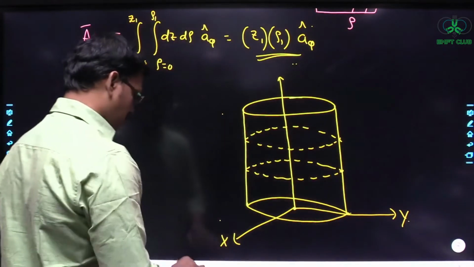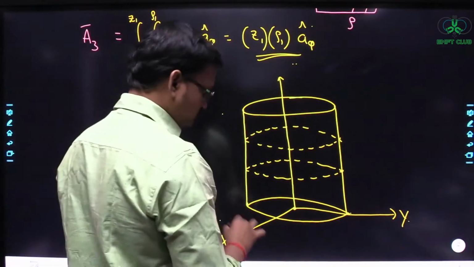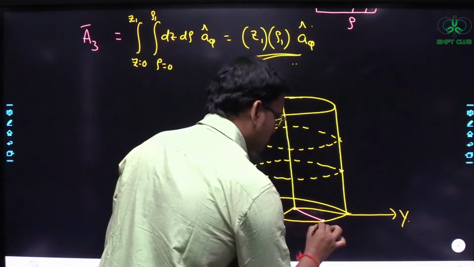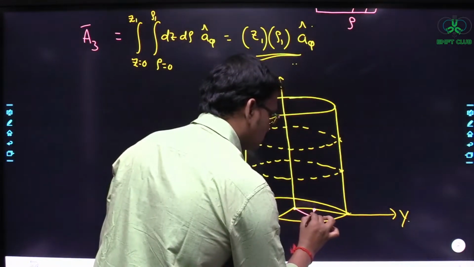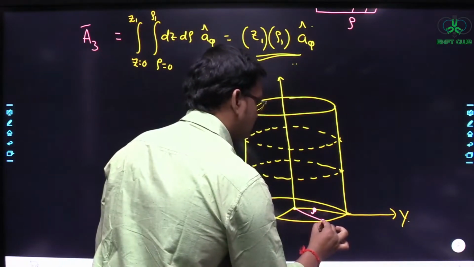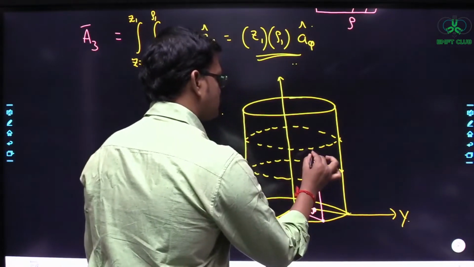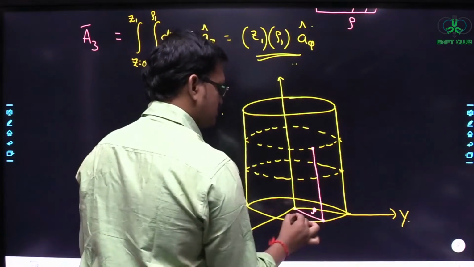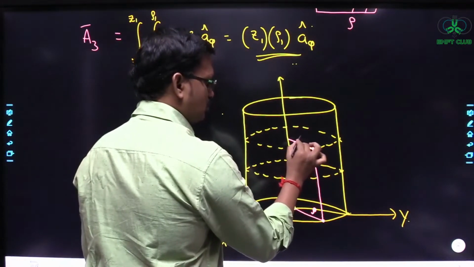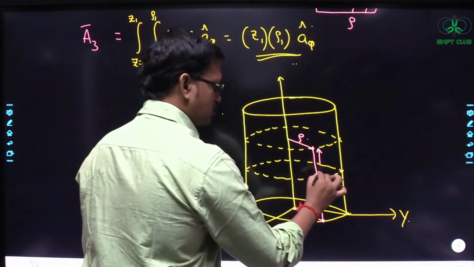Okay, so now see here. Now let us consider this point. So this is rho, right? Now I am moving from this point to this point. So this radius is also rho, right? So this is rho, and this is nothing but z.